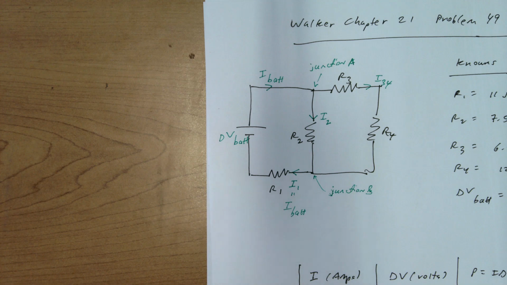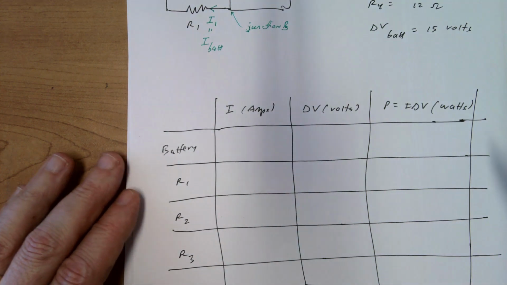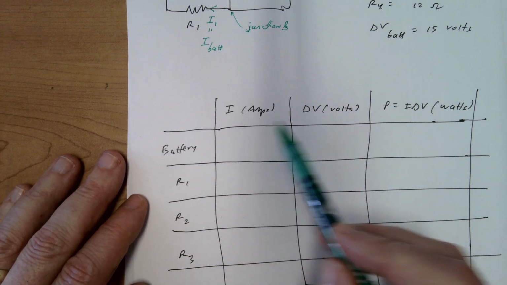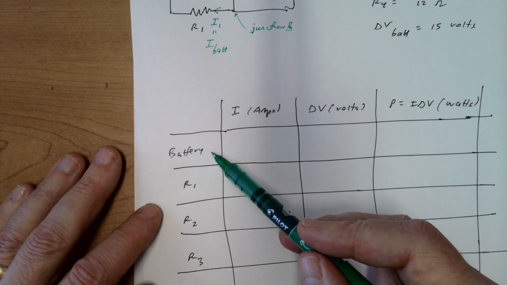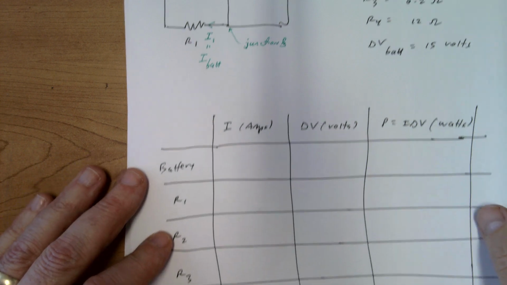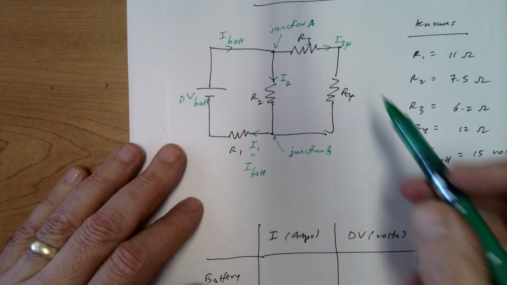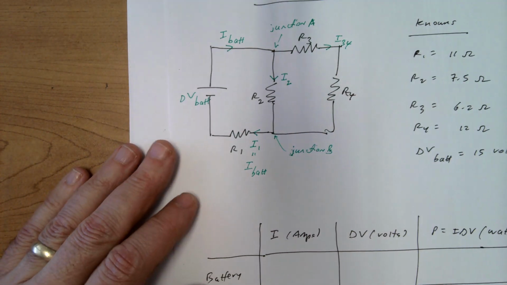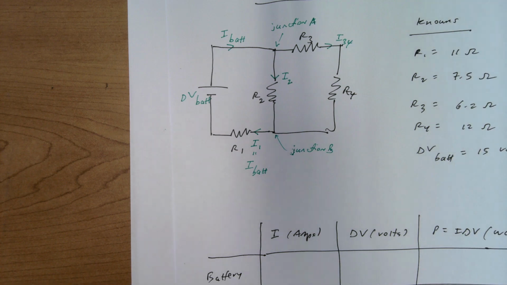The next thing we're going to do is make an equivalent circuit. At the end of the problem, I'm going to fill in a table that's going to have the current, the voltage difference, and the power for every element of the circuit, the battery and each of the 4 resistors. I'm going to fill that in as I go. Like I said, we're going to take this network of resistors and convert it into an equivalent resistance to make an equivalent circuit that only has one loop, and that's going to help us with our analysis.